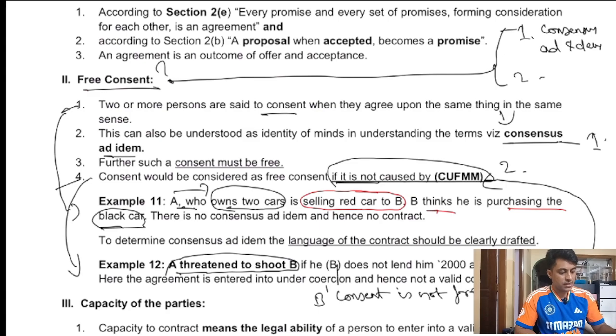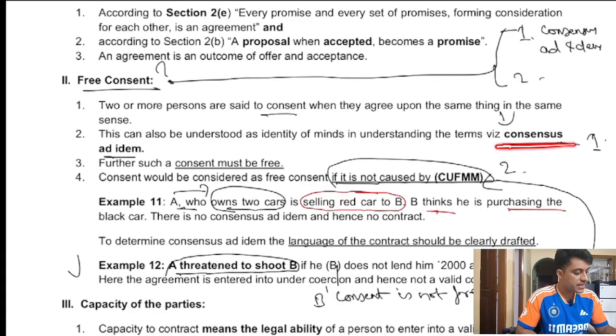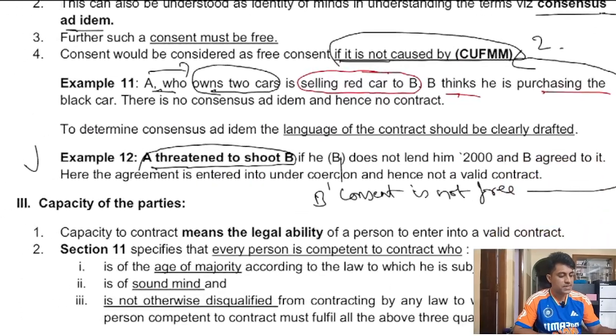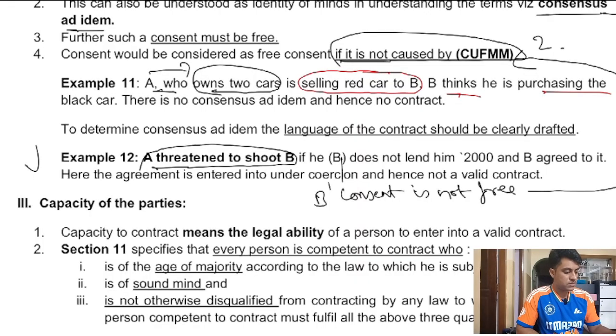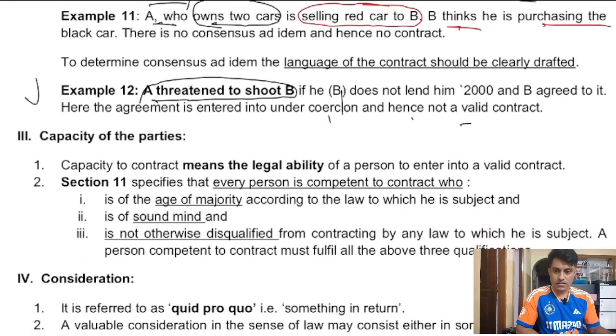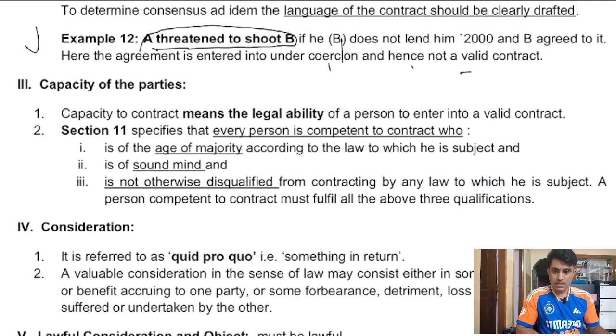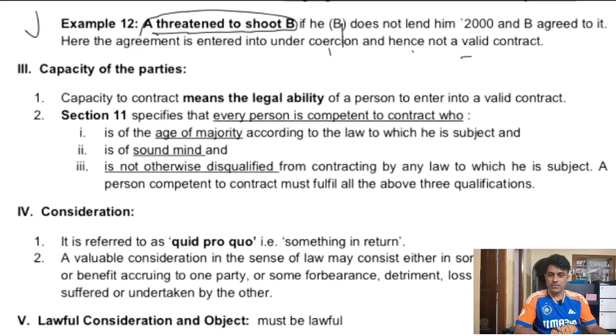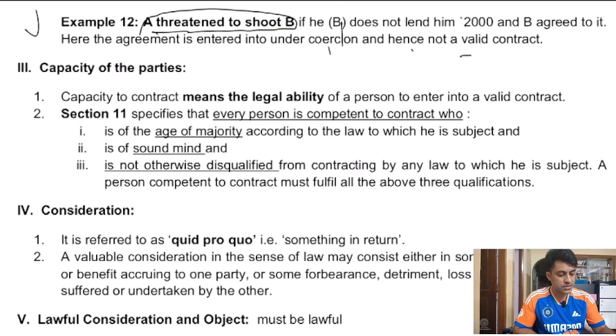So basically, your free consent has two parts. First one is there has to be consensus ad idem. Second one is it should not have been caused by CUFM. So that is about the free consent. Third one is capacity of the parties. So let's discuss the third essential point of a valid contract, that is capacity of the parties.